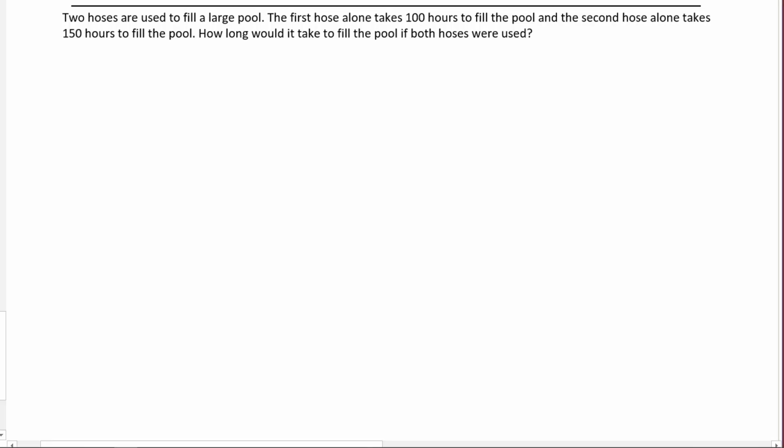Welcome. So in this part of the lesson, we're going to go through another example here. It says two hoses are used to fill a large pool. The first hose alone takes 100 hours to fill the pool, and the second hose alone takes 150 hours to fill the pool. How long would it take to fill the pool if both hoses were used?